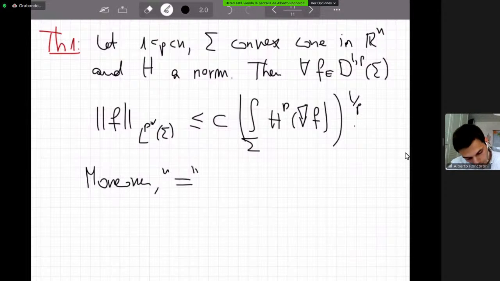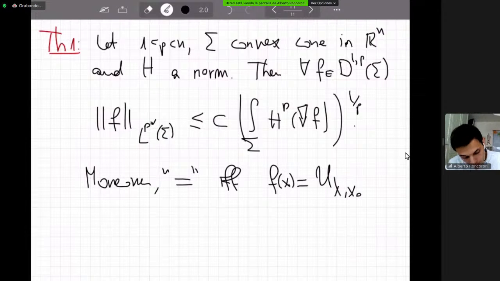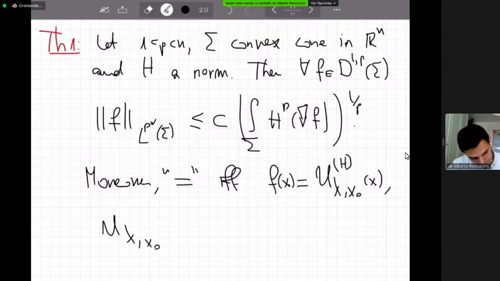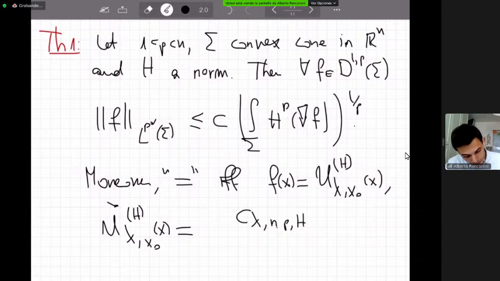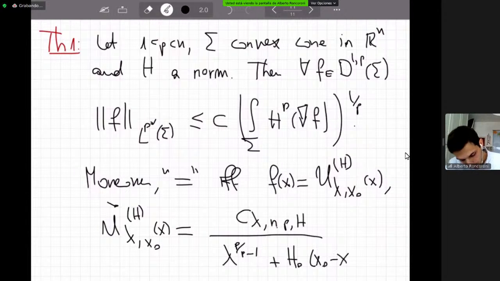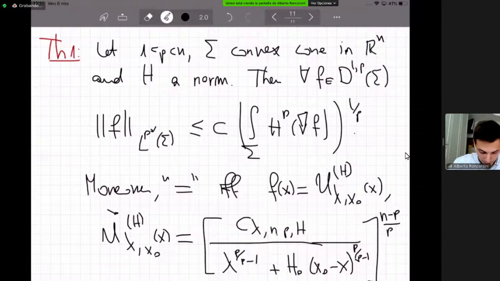the equality holds if and only if f is equal to these anisotropic Aubin-Talenti bubbles, where this function is given by this expression. So I put here an h to remember that this is anisotropic. Okay. So it's exactly as before. Here we have a constant that depends on lambda, on n and p, and also on h, divided by lambda to the p over p minus 1, plus the dual norm of x naught minus x to the p over p minus 1, everything to the power n minus p over p. Okay, so these are exactly the analog.